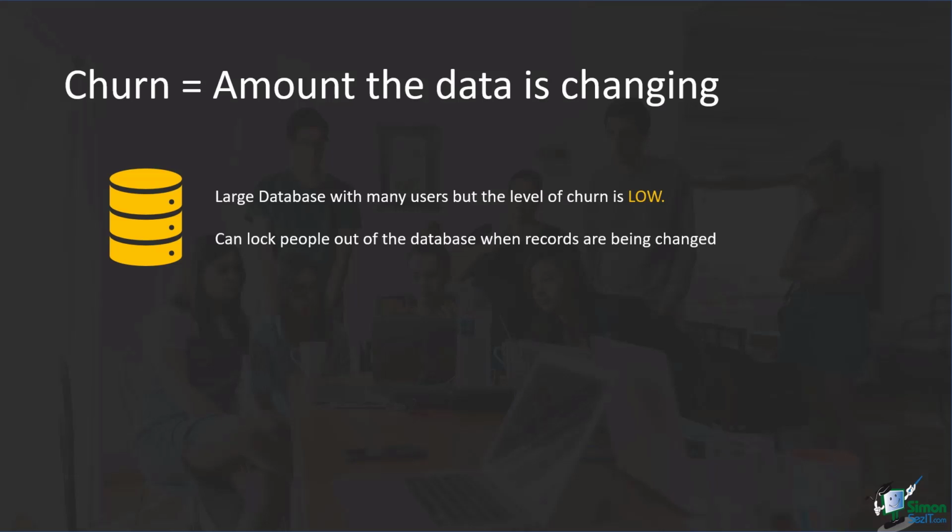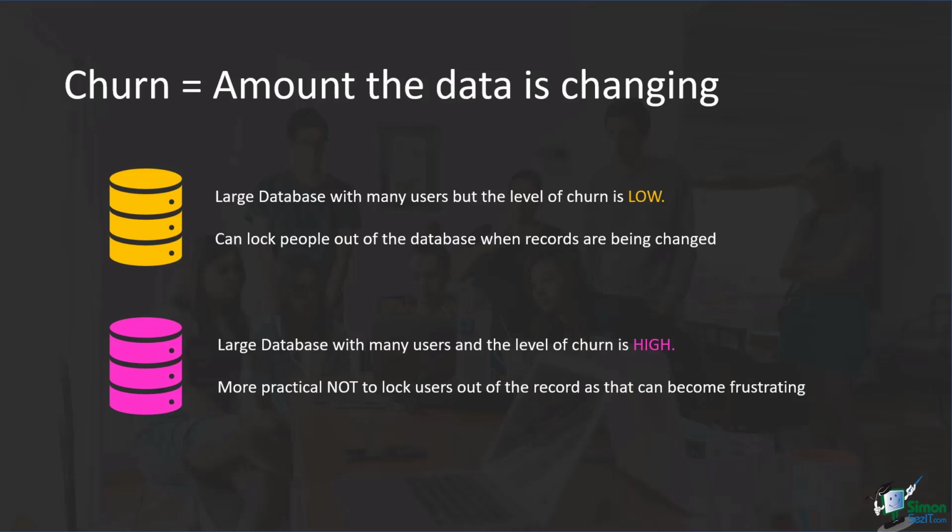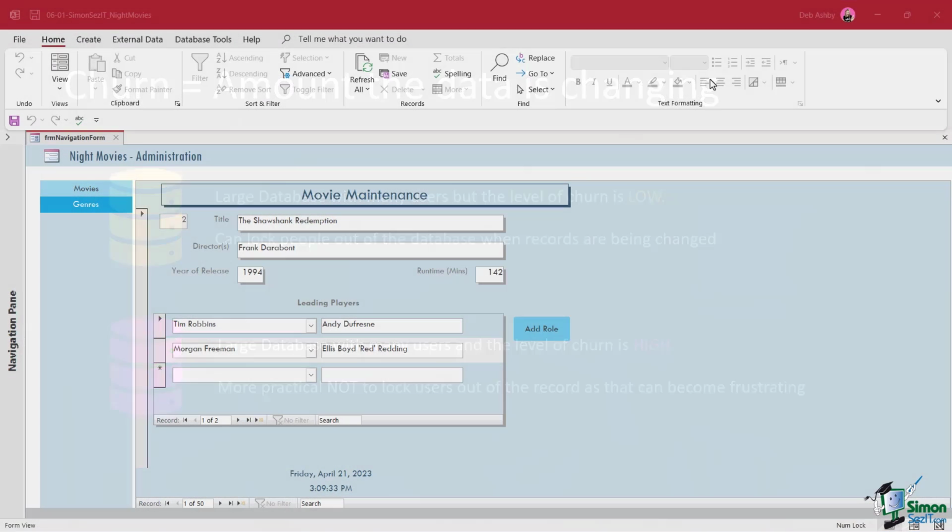Because with a database with a low level of churn, you can take the approach that when one user is making a change, everybody else is locked out of that record. Whereas if you have a high level of churn, so lots of users and lots of changes happening all the time, it's going to be frustrating for those users if they are consistently locked out of records that they're trying to update. So in that situation, it's a lot more practical to let other users see a record that is potentially going to be changed. So when you're considering your approach to multi-user access, you need to take these factors into account.